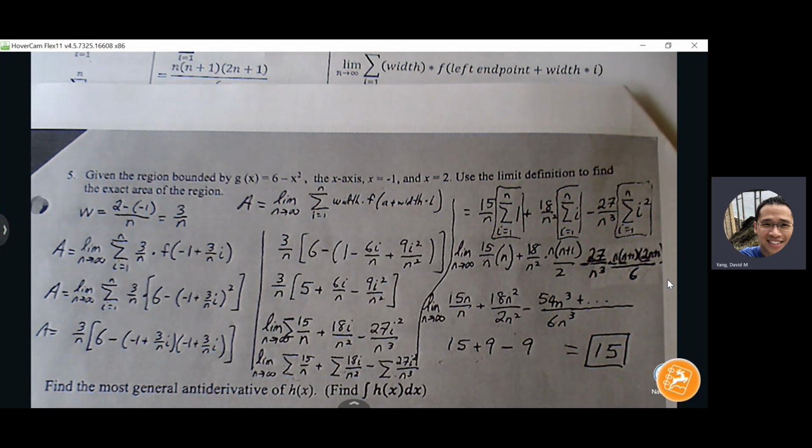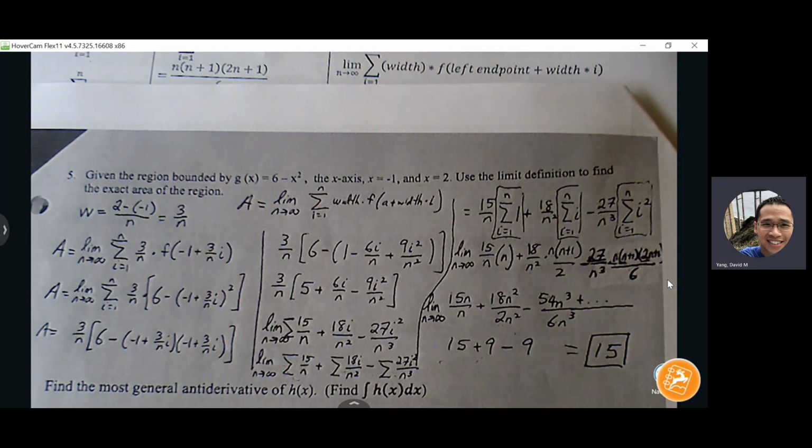First find our width: 2 minus -1 over n. We hold on to that n variable, since eventually it will get pushed out to infinity. Start putting it into our formula. The width is 3 over n, and A is -1 plus 3 over n times i.